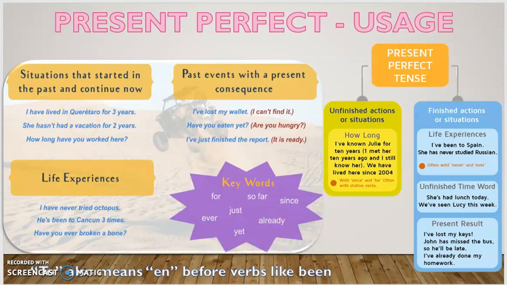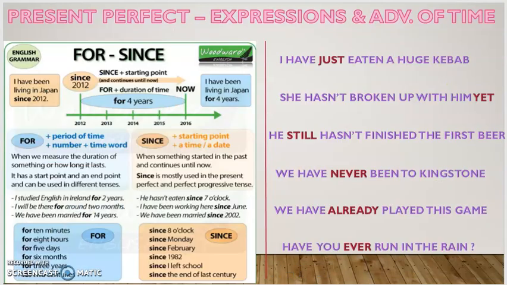Take it in mind. Let's analyze some expressions of time that are really important. The first one is for and since. Remember that with for, we analyze the period of time, the number or the time word. For example, for 10 minutes, por 10 minutos, for 8 hours, por 8 horas, for 5 days, por 5 días, for 6 months, por 6 meses, for 3 years, por 3 años, for 2 centuries, por 2 siglos.